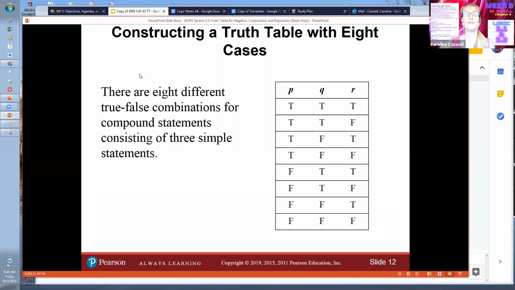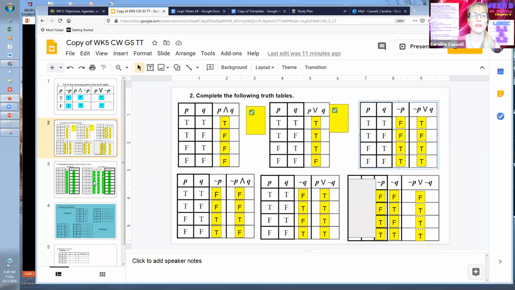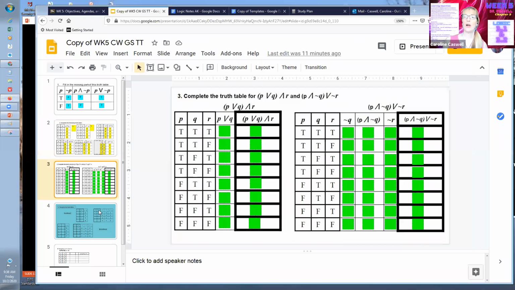So if you go back to page number 3 now, on our Google slide, you'll see I set them up for you this time. It's not always going to be like that, but for now it is. So let's go ahead and let's do number 3 now. We're ready for number 3.